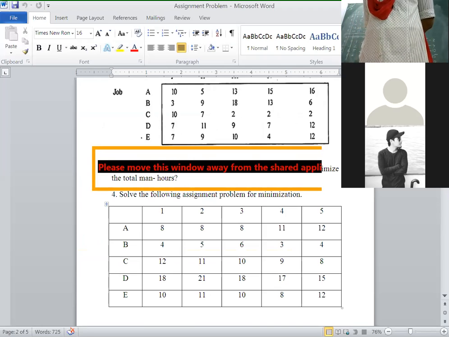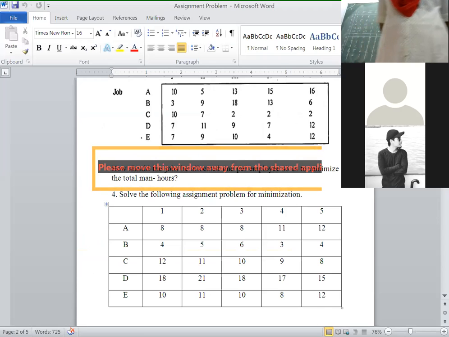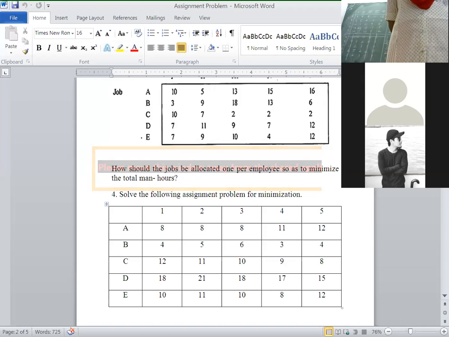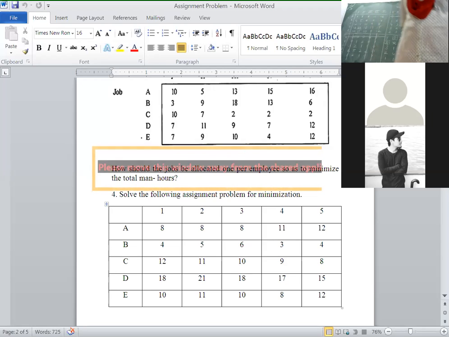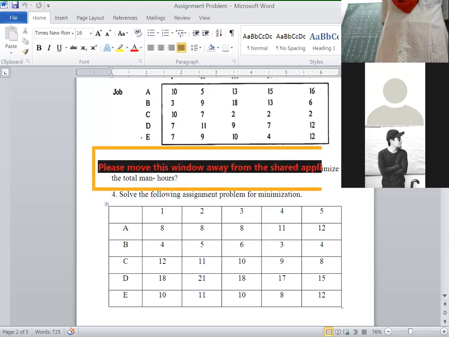Before entering, then we have to perform row operation. Very good. In which we have to find the minimum value in each row and subtract it from the other elements. Okay. Then we have to perform column operation. Very good.